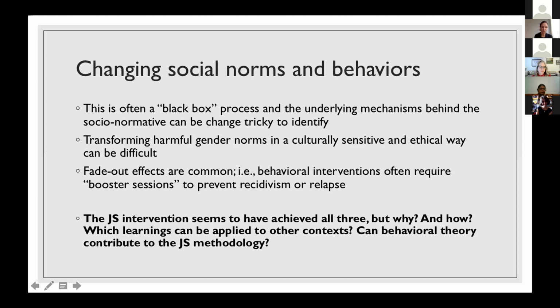The Jana Sanskriti interventions seem to have achieved all three, but why and how? Which learnings can be applied to other contexts? Can behavioral theory contribute to the Jana Sanskriti methodology?